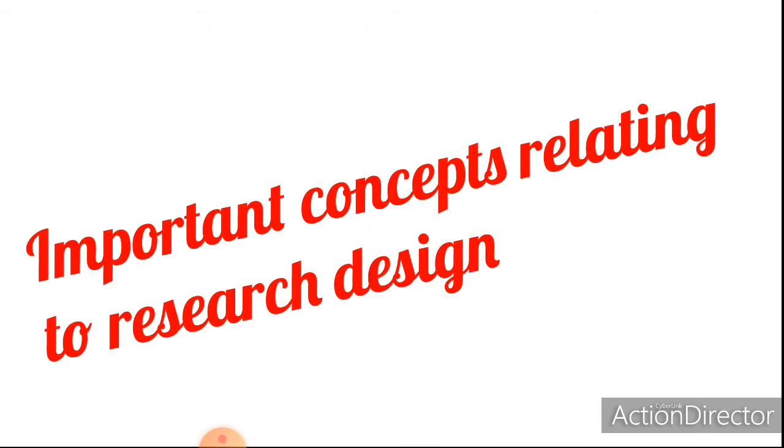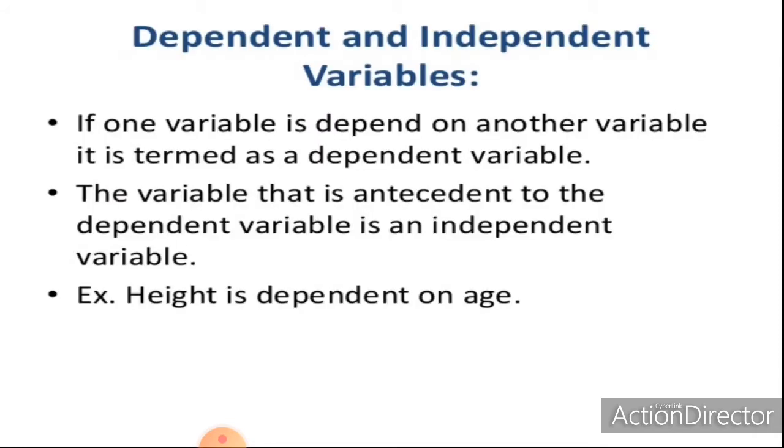Now we can discuss the important concepts which are related to research design. There are various concepts related with the research design. So we can discuss each concept in detail. So the first one is dependent and independent variable. If one variable depends upon another variable, it is termed as dependent variable. The variable that is predecessor to the dependent variable is termed as independent variable. So these two concepts are commonly used in research design. I will repeat, dependent and independent variable are the two concepts which are mainly used in the research design process.